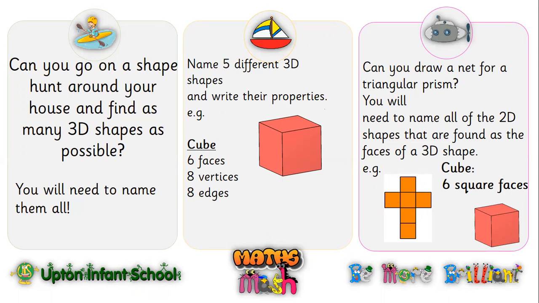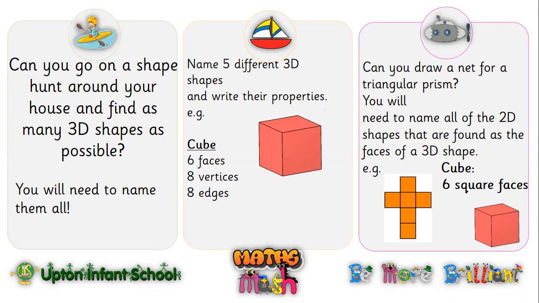Then for the sailing boat, again, I think most people will be able to do this one. I want you to name 5 different 3D shapes and write down their properties. So I've given you an example there with the cube. You write down its name. You can draw a picture if you'd like to, and then tell me all of its properties, please. You're going to want to think about how many faces it has, how many vertices, and how many edges.